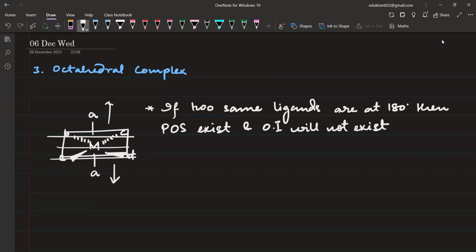This is one of the cases in which a plane of symmetry comes, okay? If you have more than two same ligands, if you have three same ligands at 180 degree, or four same ligands, then obviously you will have a plane of symmetry, but the minimum criterion is that if two same ligands come at 180 degree, then the plane of symmetry will be there and optical isomers will not be formed. Now there is another case in which optical isomers cannot be formed. Let us see that.